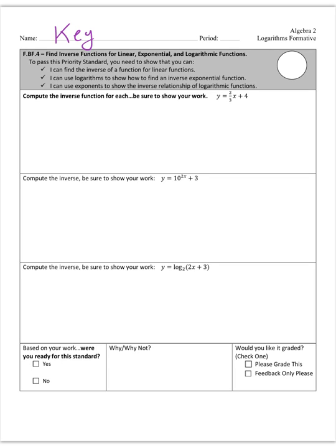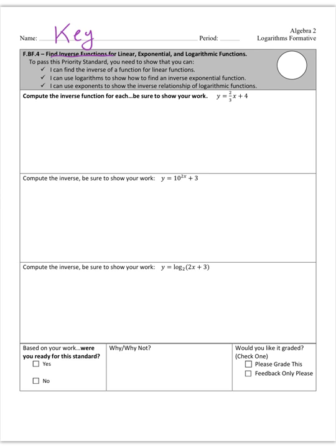So in this quick video, I'm going to show you how to find the inverse, how to solve an exponential equation using a logarithm, and how to solve word problems that involve exponential functions using logarithms. So first, we're going to talk about the inverse of the function for linear functions, for exponential functions, and for logarithmic functions. And you should be able to do all three to meet this standard.